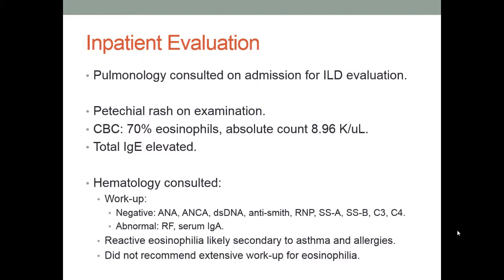They recommend a serological workup that's largely negative: negative ANA, ANCA, lupus. He does have a mildly elevated RF and serum IgA. So at that point, they think the eosinophilia is likely secondary to just asthma and his significant allergies, and they didn't recommend an extensive workup for eosinophilia at that time.